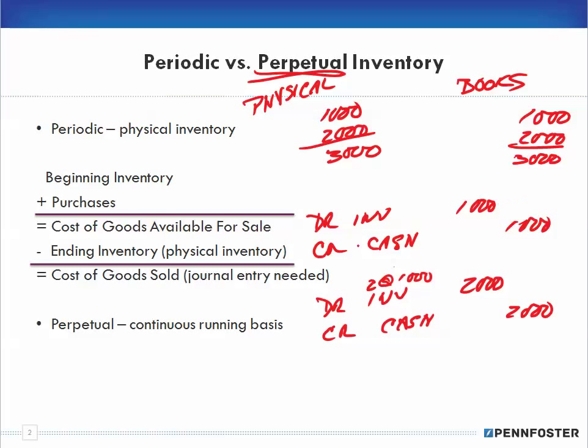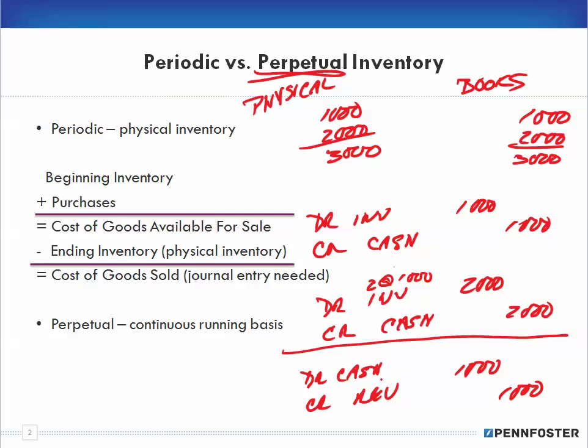Okay? Now, let's say I sell one of those items. So I'm going to debit my cash and I'm going to credit revenue because I'm making the sale for $1,000. Okay? Now notice that I didn't touch inventory. My books will show that I still have 3,000, but when I sold the item, my physical inventory is only 2,000 now. Okay? But my books show 3,000.